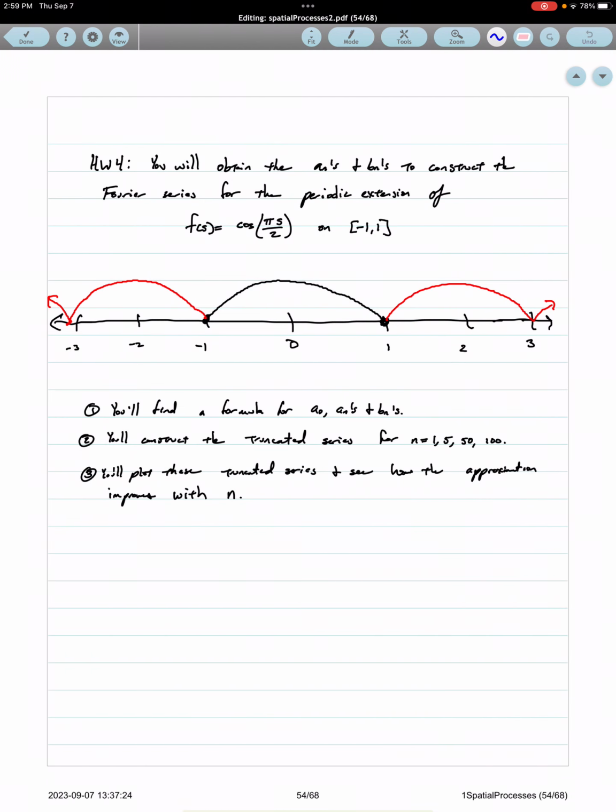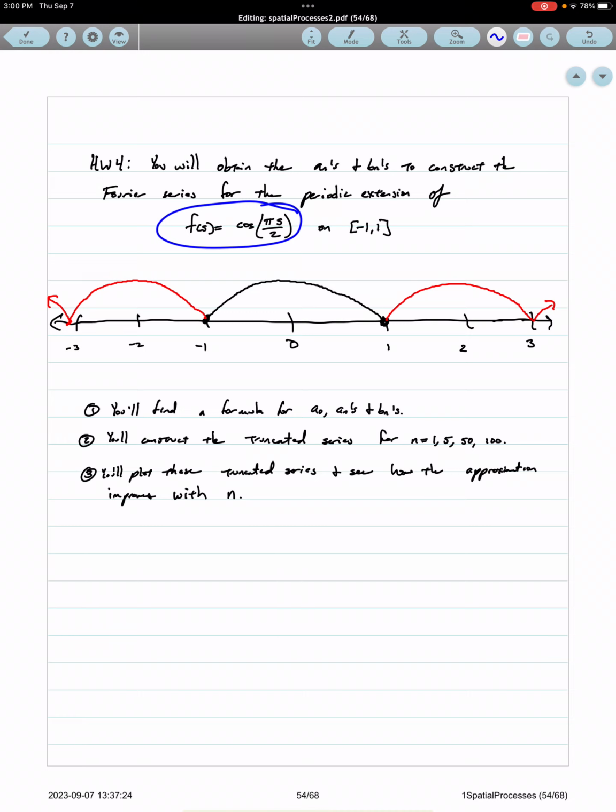And on homework 4, you will do this. You will start with this, the periodic extension of this function. So what I've drawn here in black is the cosine curve from negative 1 to 1. Of course, we haven't done the full cycle of the cosine curve because we haven't dropped below the horizontal axis, right?